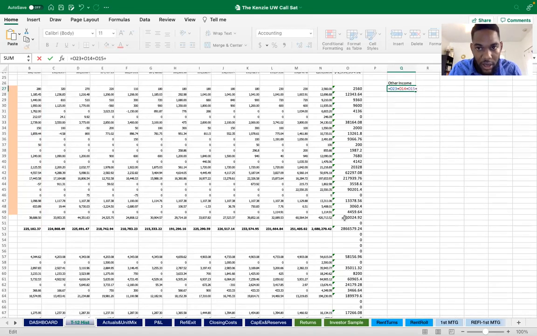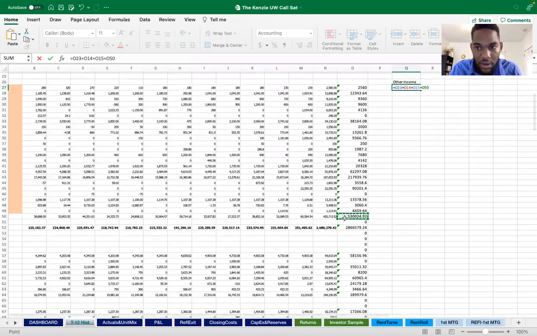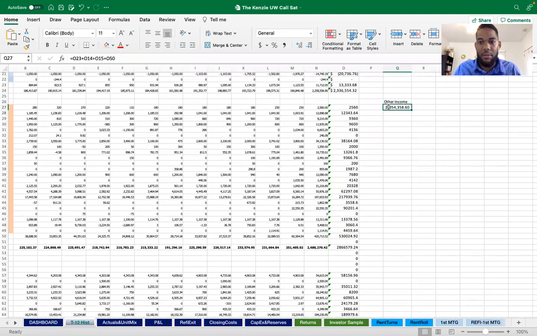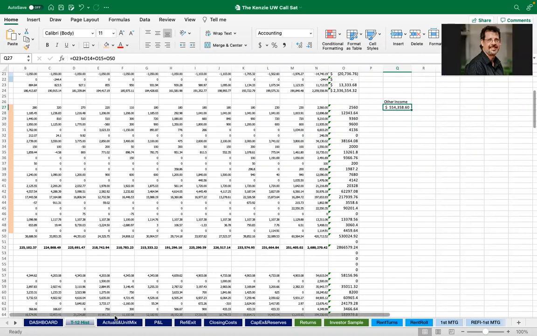It would be 50. Okay, so our total other income is 55,438. I can't even get my words out. $55,358. I know that's wrong. Someone help me. Y'all say that, but this is the number right here. 4,358. There we go. Thank you.